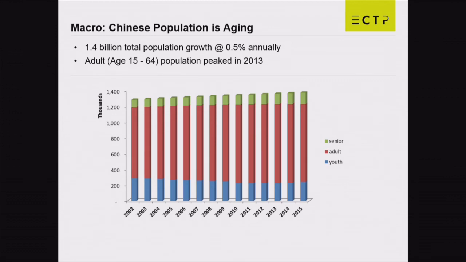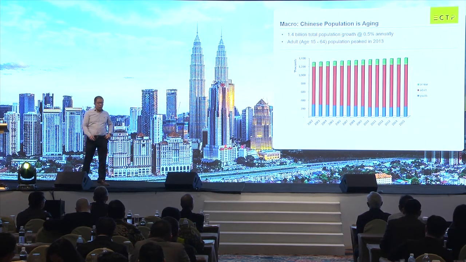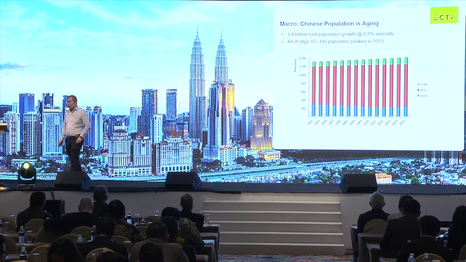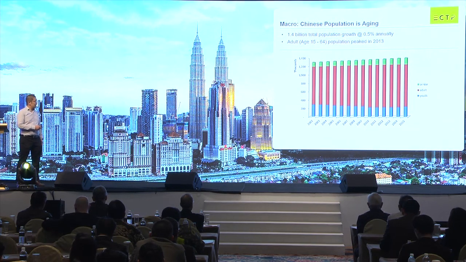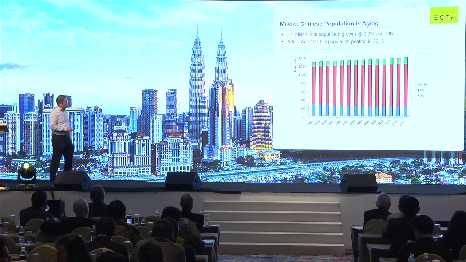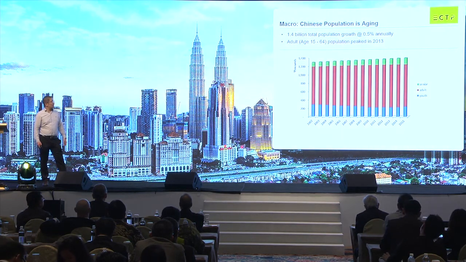Now a bit of macro, as I promised. I think the most relevant macro point the Chinese macroeconomy is experiencing now is that the Chinese population is aging. The chart shows the Chinese population. Overall, we have 1.4 billion people, and the red bar is the adult share, green is the senior share, and blue is the youth share. We define youth as age below 15, and senior as age above 64.